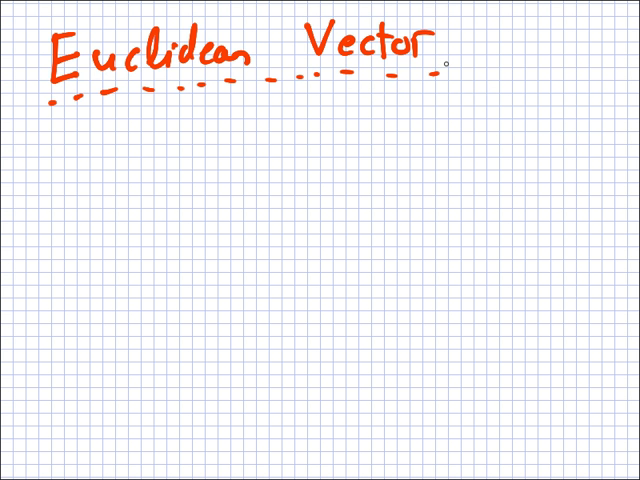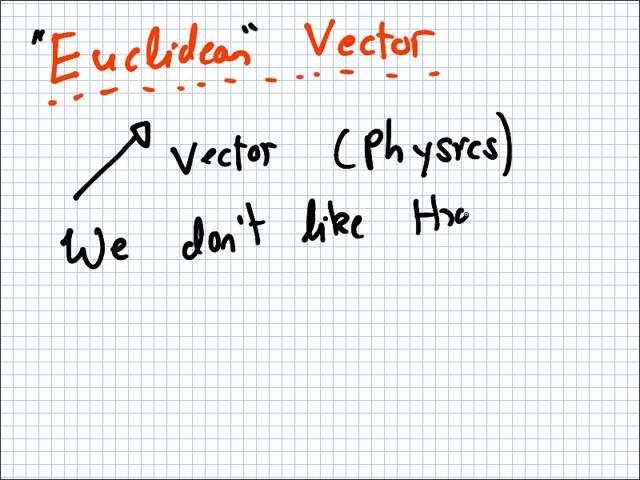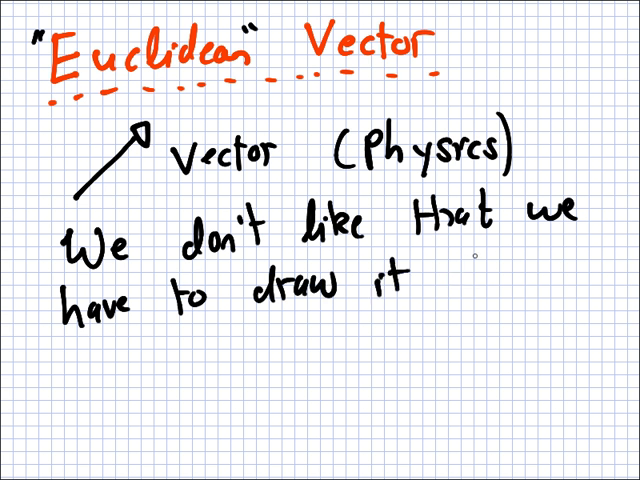So, what we'll have a look at this morning are things called Euclidean vectors. Now, we know about vectors in physics. So, what is a Euclidean vector? This is a vector in physics. The problem with this, we don't like that we have to draw it. You know, it's kind of a problem.